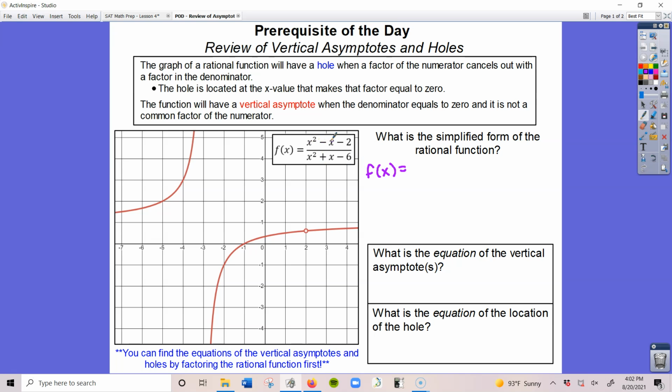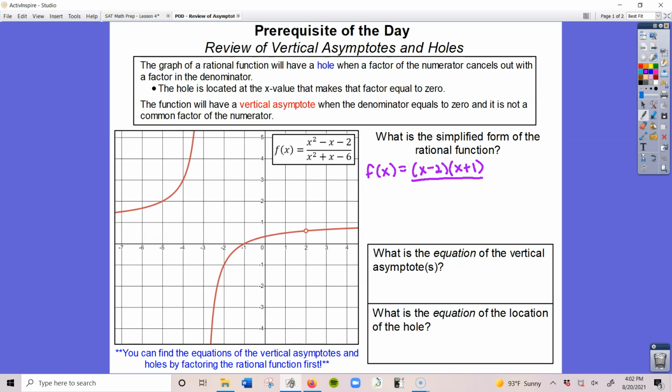Now x squared minus x minus 2 can be factored to be x minus 2 times x plus 1. Remember, when you are factoring, you are looking for the two numbers that would multiply to give you the last and add to give you the middle, and that would create our two factors. Since negative 2 times positive 1 is negative 2, and negative 2 plus 1 is negative 1.